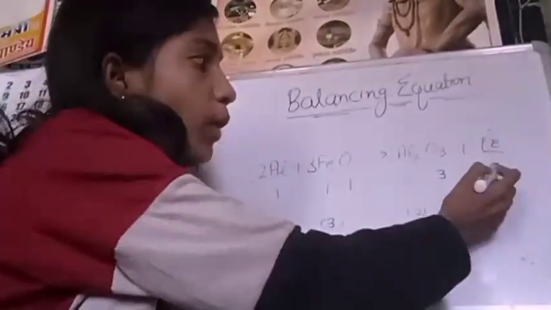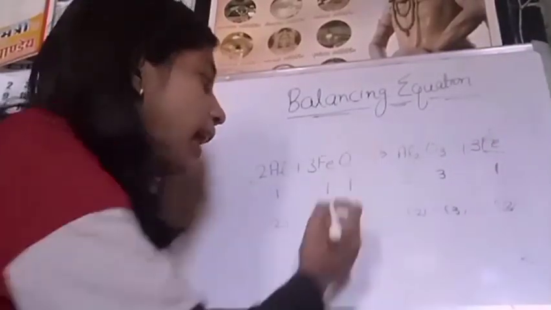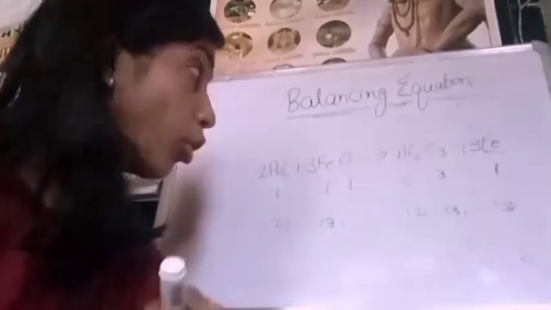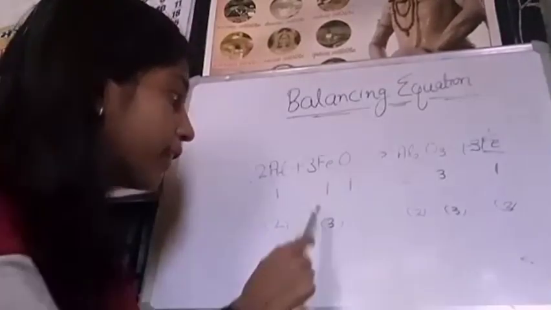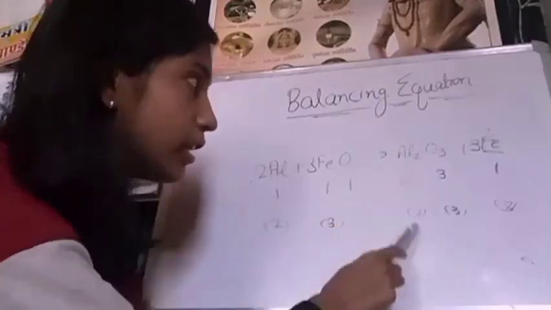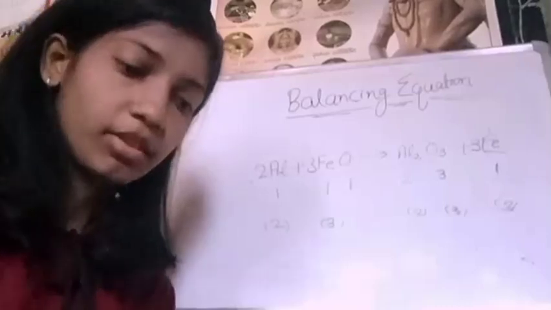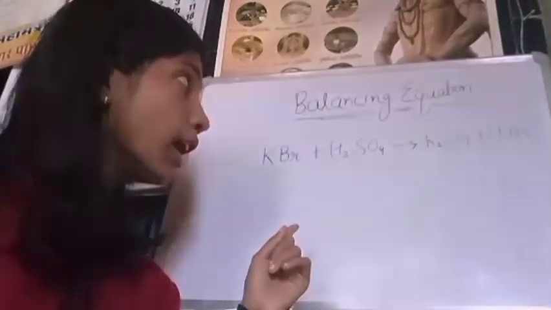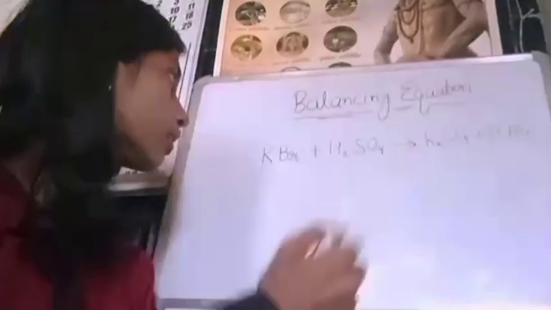But here is Fe 1 and here is Fe 3. So add here 3. 3 Fe, so 3 and 3. Now this is also balanced. So count Al2, Fe3, O3. Al2O3, Fe3. So this equation is now a balanced equation. Here is this equation, and first we count whether items are equal or not.